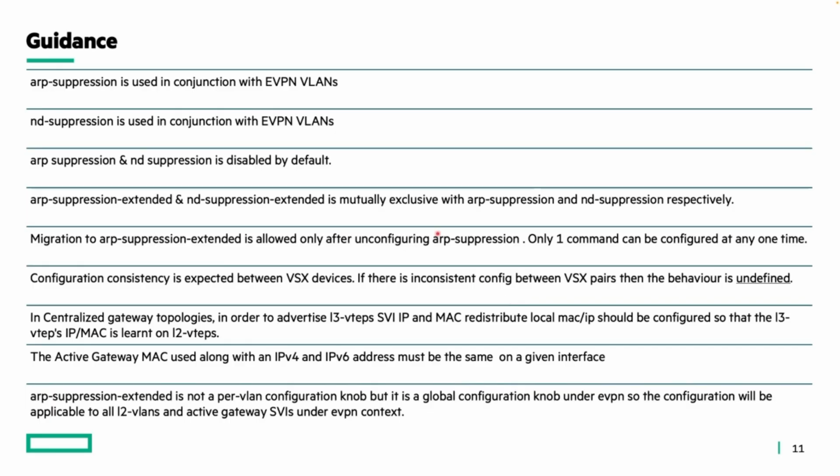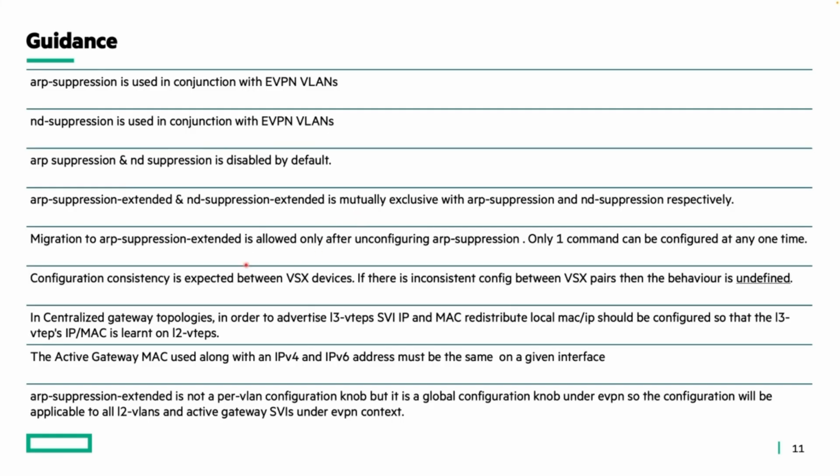Some guidance here. As we discussed, ARP suppression and ND suppression are used in conjunction with EVPN VLANs, and both are disabled by default. ARP suppression extended and ND suppression extended are mutually exclusive with ARP suppression and ND suppression respectively. What it means is, if you have ARP suppression configured under EVPN, you need to execute the no command for ARP suppression and then configure ARP suppression extended. It is either one of them.